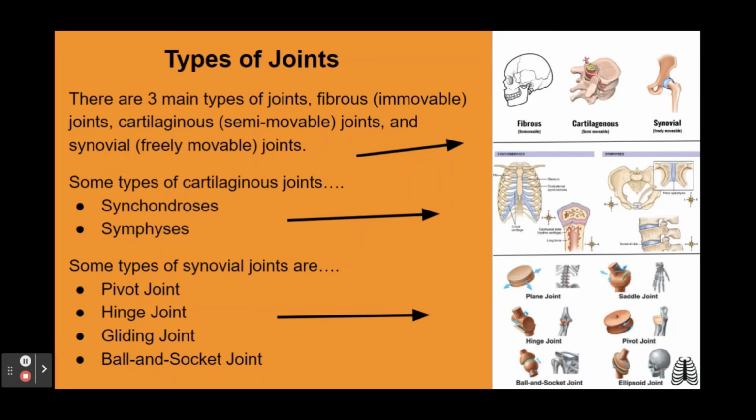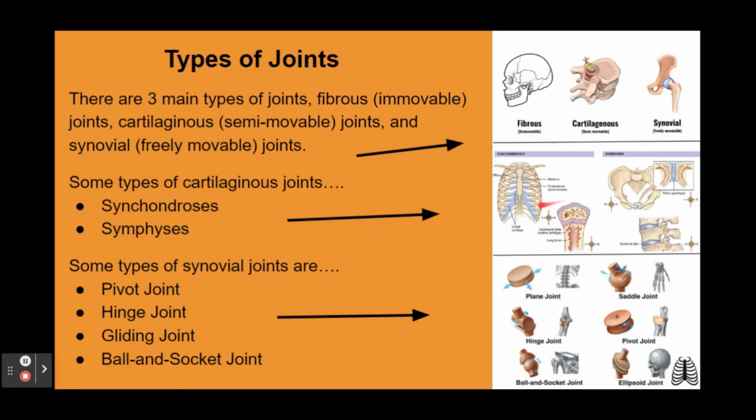So these are types of joints. There are three types of joints: fibrous, which are immovable; cartilaginous, which are semi-movable; and synovial, which are freely movable joints. Some cartilaginous, semi-movable joints are synchondrosis and symphysis. Then we have synovial joints, which are freely movable, like our legs and our arms. And then again, immovable joints, like our skull.